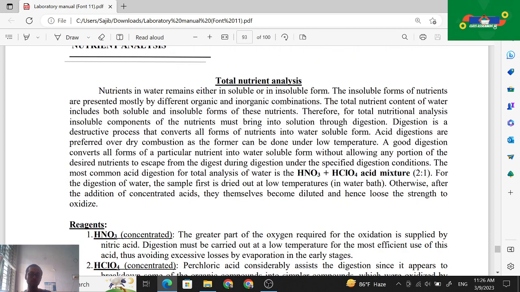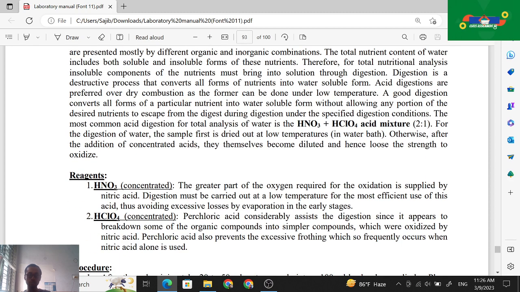Nutrient analysis includes total nutrient analysis. Total nutrient in the water remains either in soluble or insoluble form, and the insoluble forms of nutrients are present mostly in different organic and inorganic combinations, and the total nutrient content of the water indicates both soluble and insoluble forms. Therefore, for total nutrient analysis, the insoluble component of the nutrient must be brought into solution through digestion. Digestion is a destructive process that converts all the forms of nutrients into water soluble form, and acid digestions are preferred over dry combustion, as the former can be done under low temperature.